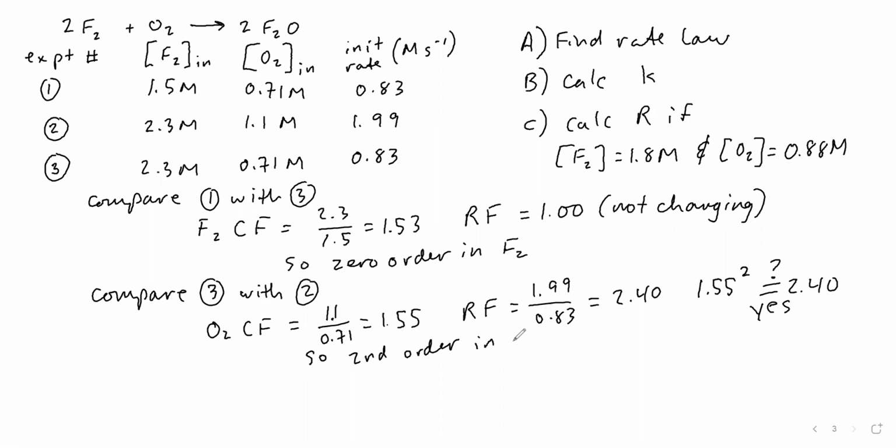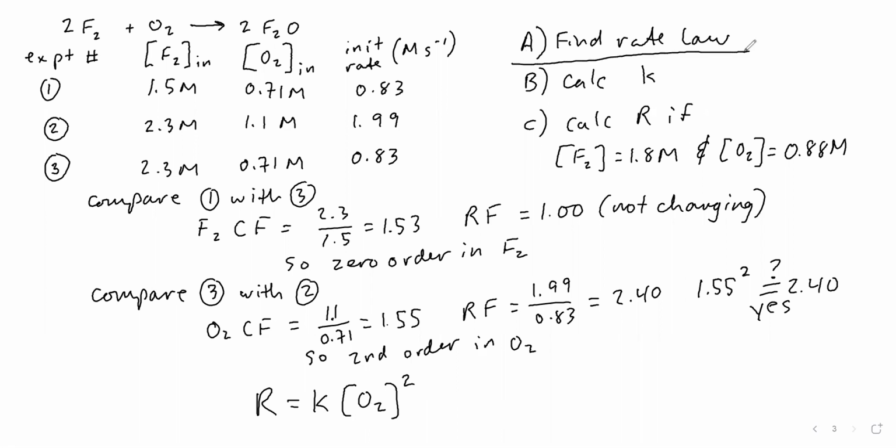in O2. And as a result of all this, we can write the rate law. And so our rate law is going to be 0 order in F2, so we literally don't write anything about F2, and second order in O2. So the reaction is 0 order in F2 and second order in O2. That's the answer to our first question, find the rate law.